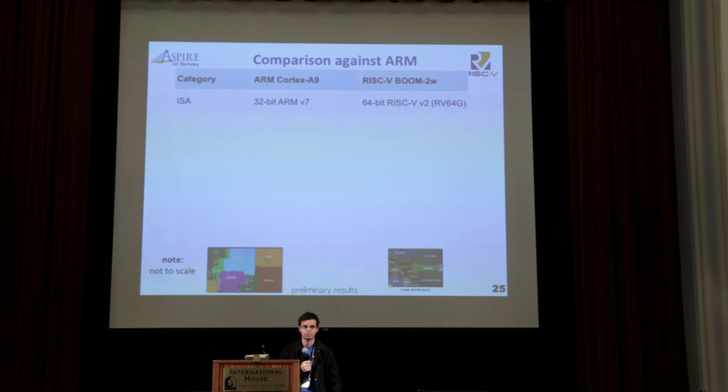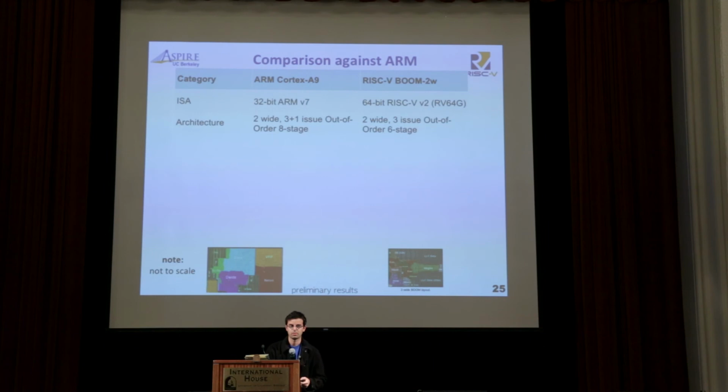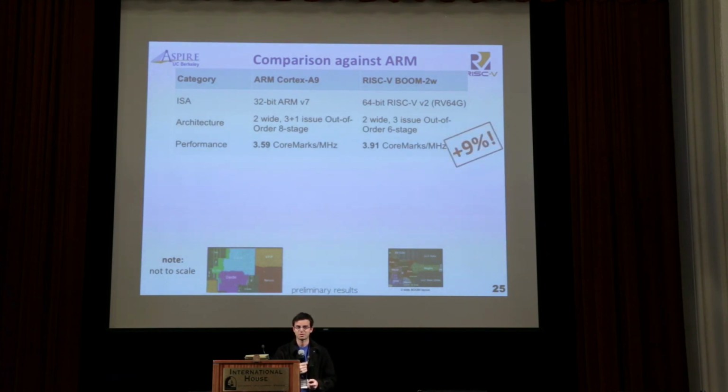This is a 32-bit ARM, which means that the register file is going to be half the size as mine. But I did pick a Boom design that would match ARM as best as I could. So it's 2-wide Boom, 3 issue. Again, it's a pretty short pipeline, so 6 stages. And it turns out that I was 9% better on CoreMark, which was pretty cool. CoreMark is what ARM uses to brag about their design, so I figured, okay, I'll play in their arena.